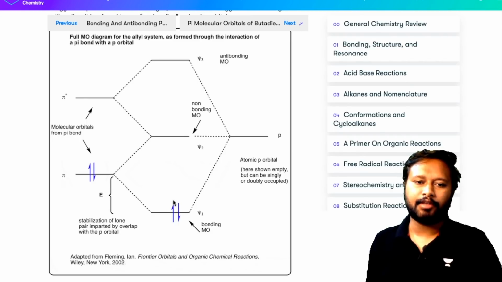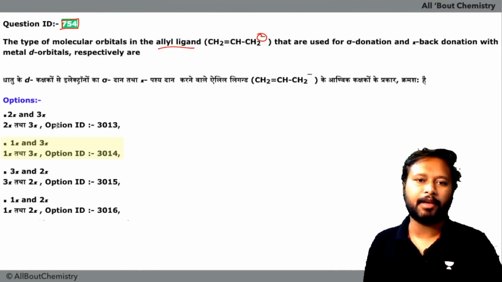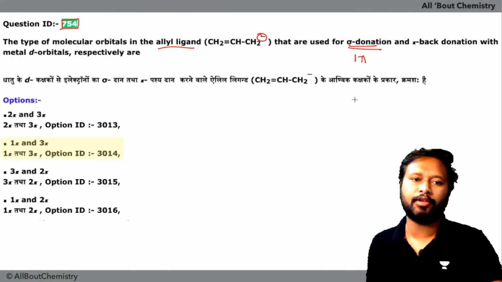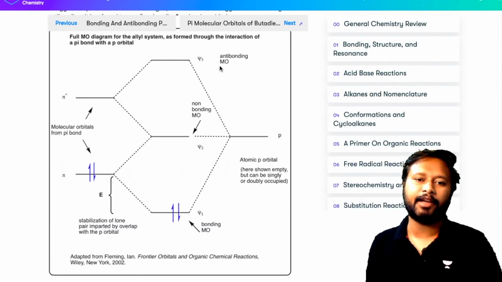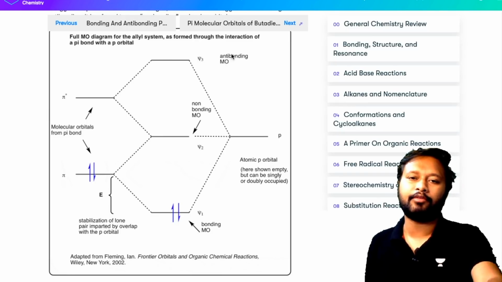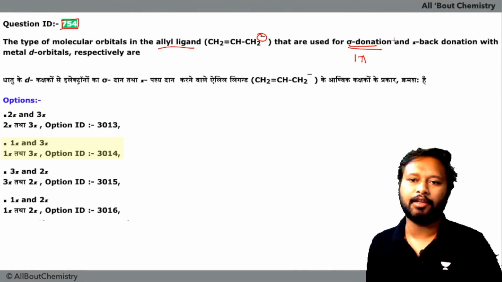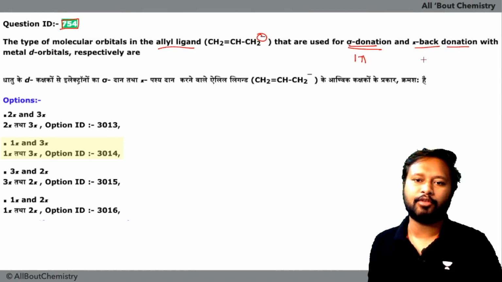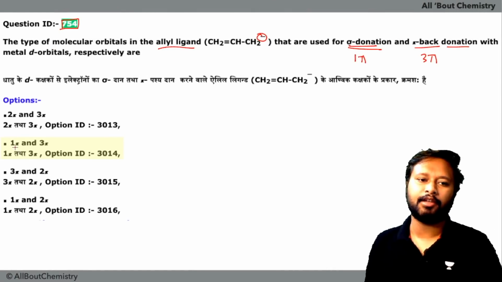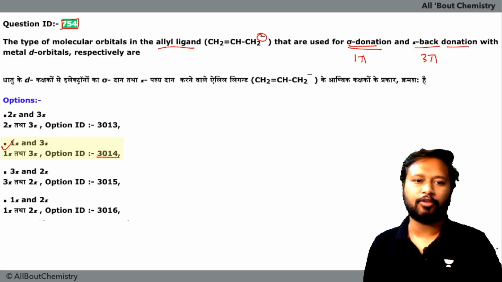We will see which one is going to be used in the sigma bonding. Which orbital? This is basically your 1 pi, right? So 1 pi will be used in sigma donation. And for pi back donation, you know that back donation is done in the anti-bonding orbital. So this anti-bonding orbital is going to accept the electrons from the metal, and it is used in the anti-bonding characteristic. So pi back donation is going to be done in 3 pi, and that's why the answer given is 1 pi, 3 pi, and option ID is 3014, right? So this is again a correct option given over.